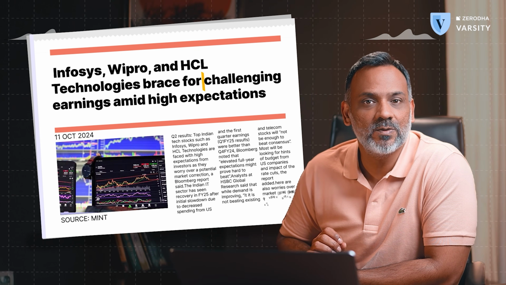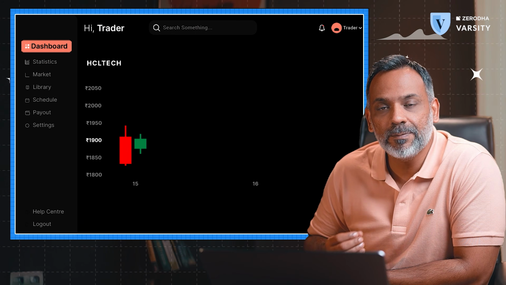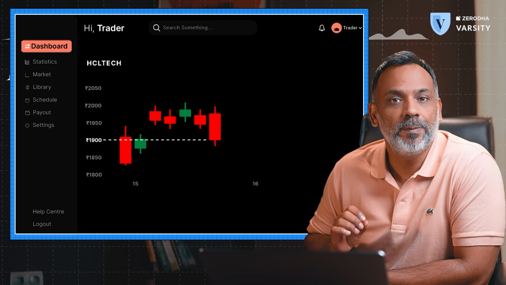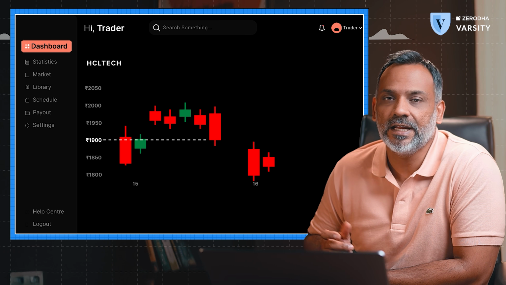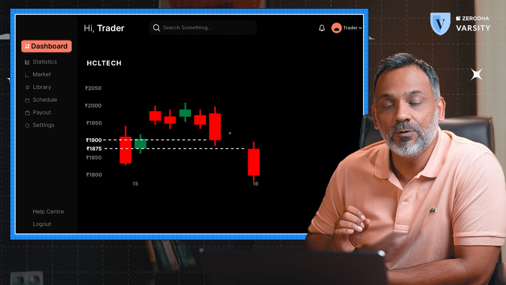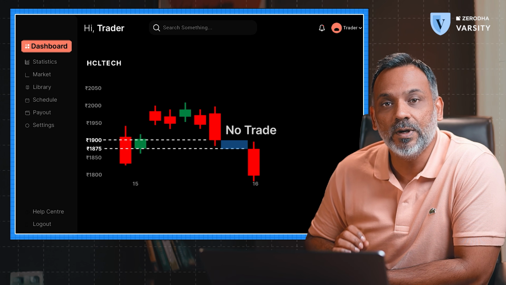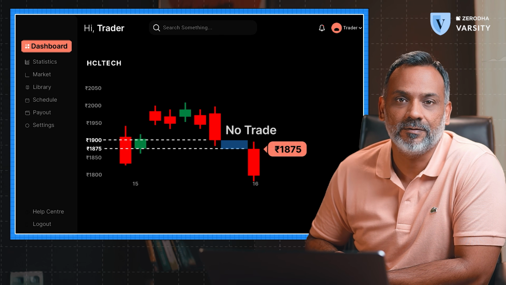Now imagine, instead of an extraordinary result, the results were terrible. Do you still think the price would open at 1900? Obviously not. Traders would want to sell this stock. It could be at any price below 1900. Could be 1875, 1850 or even 1825. Assume it's 1875. Now in this case, there would be no trades from 1900 to 1875 and the stock would directly open at 1875. This is called a gap down opening.